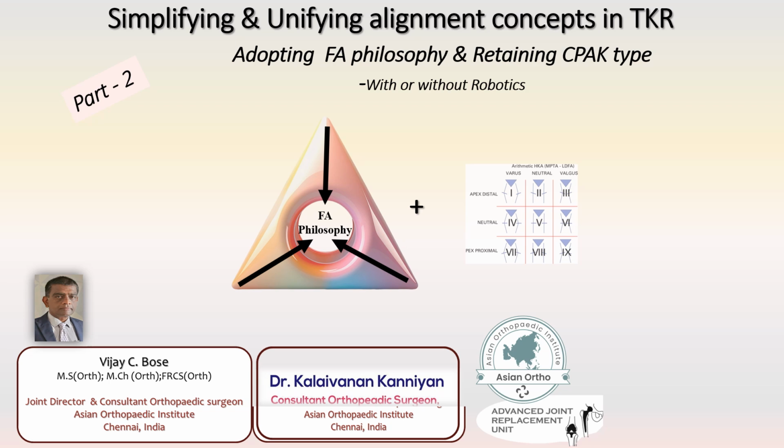This is part 2 of the series of talks which aims at simplifying and unifying alignment concepts in TKR. From the first talk, we now know that the unifying concept in alignment strategies is to adopt an FA philosophy and retain the CPAK type. Part 2 will cover how we achieve this with or without robotics.